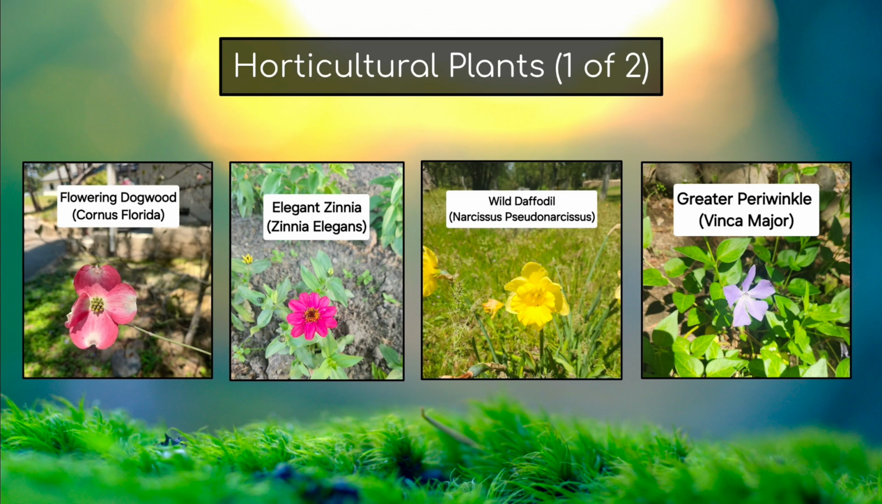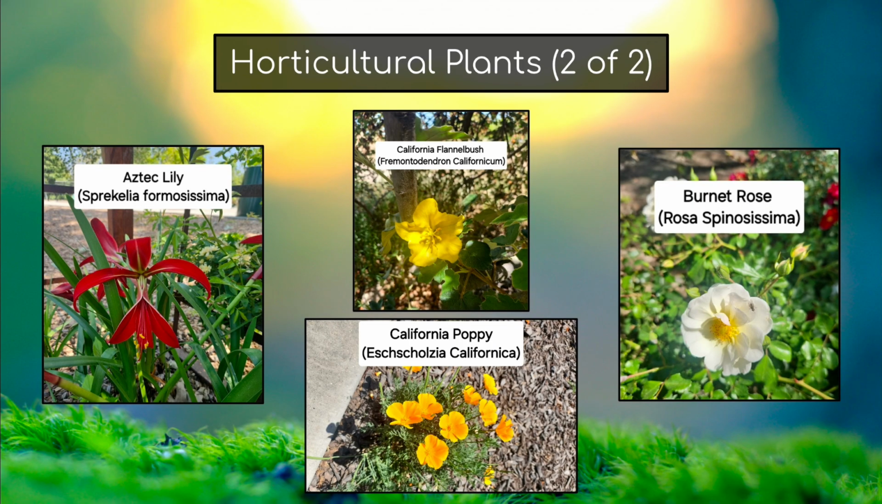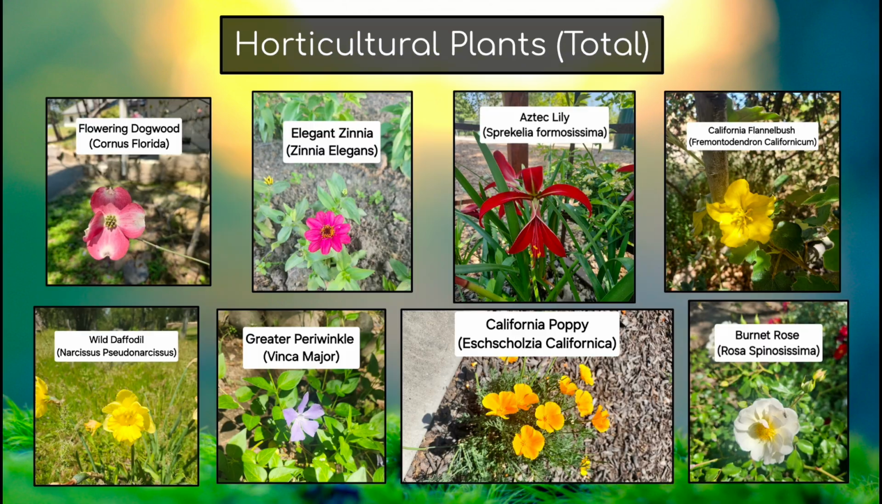Our third and final group of plants is horticultural plants, which were my favorite to search for. On this slide, you can see flowering dogwood, the elegant zinnia, wild daffodil, and the greater periwinkle. And the final four horticultural plants are the Aztec lily, California flannelbush, California poppy, and the Burnet rose.